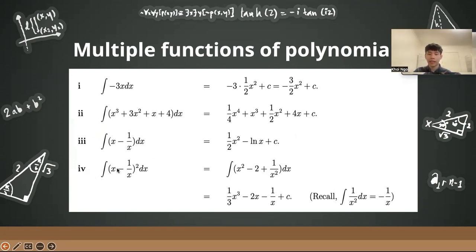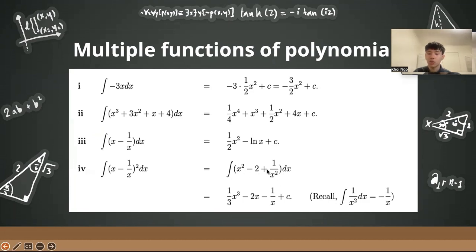Antiderivative of (x minus 1)^2 over x squared dx. What should we do in this case? For the power of 2 on the top here, we use the formula to expand the bracket. We have (a minus b) squared, which is a squared minus 2ab plus b squared, dx.